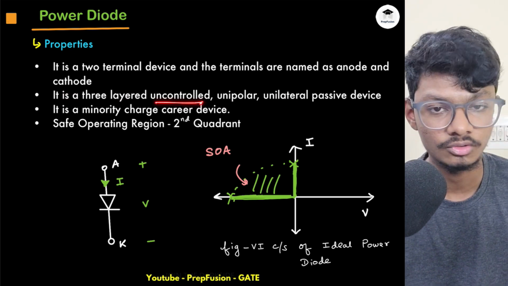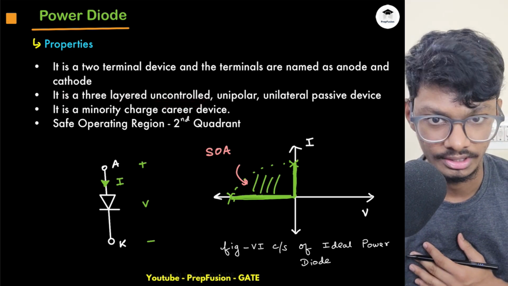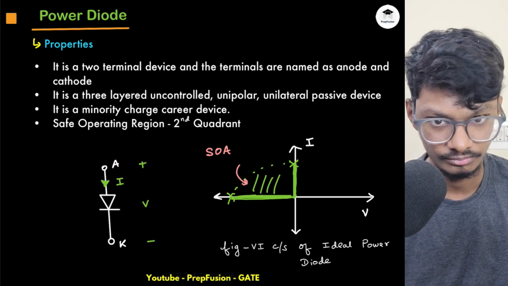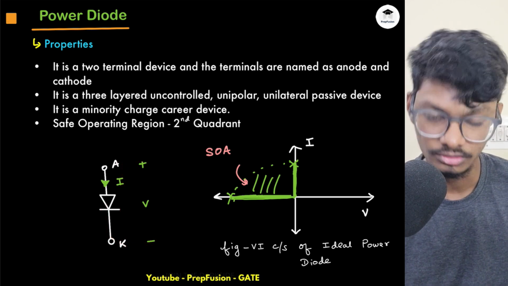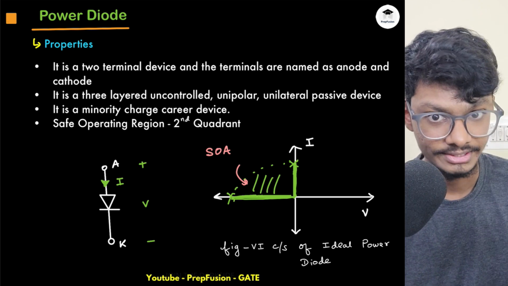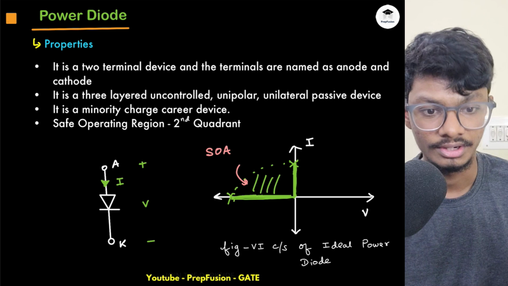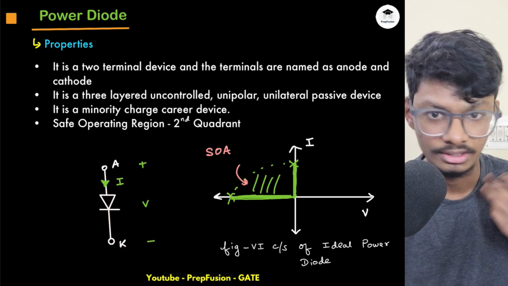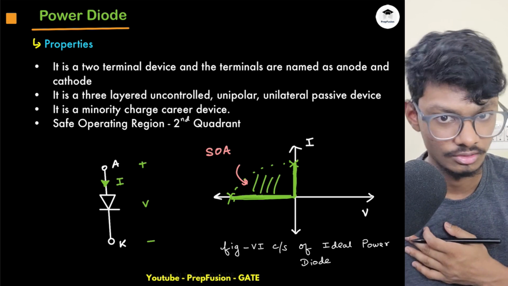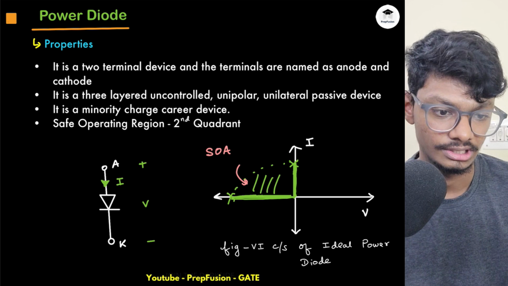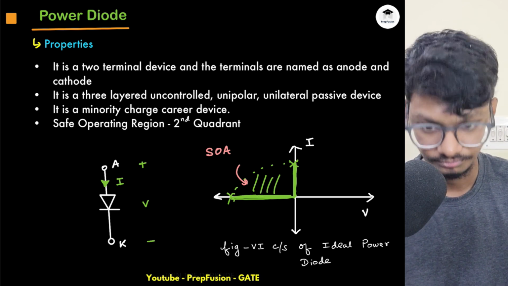Why is it called uncontrolled? Because I cannot control the turning on and off. Only the voltage across the diode, like the input to the diode, will control the on and off, right? If the voltage is more than the forward voltage, then it will be forward biased. If the anode to cathode voltage is negative, then it will be reverse biased. No current will flow. I cannot control it. Okay, it totally depends on the anode to cathode voltage, which is determined by the input.